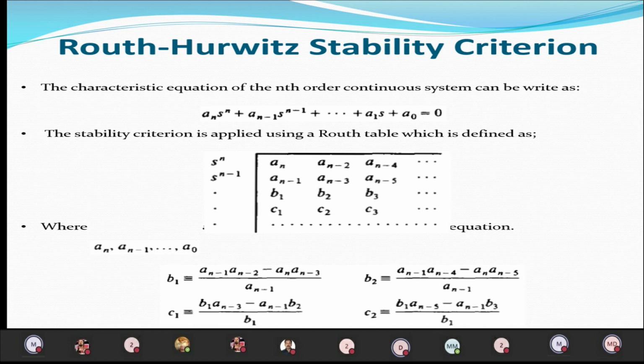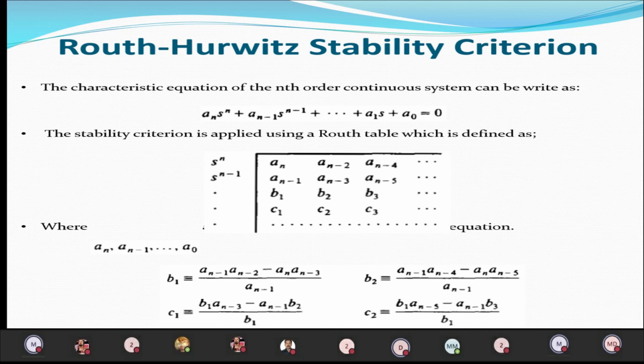For that, you can follow some equations. Now you can see, this is the third row that you have to fill. In that, the first element will be considered as b1. In order to determine the b1 value, we have to consider the above two rows.